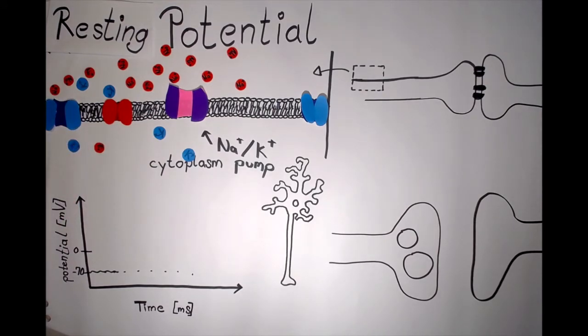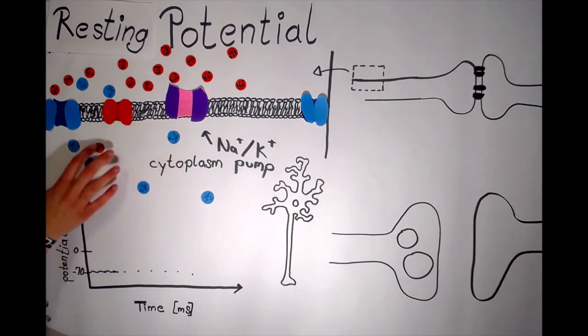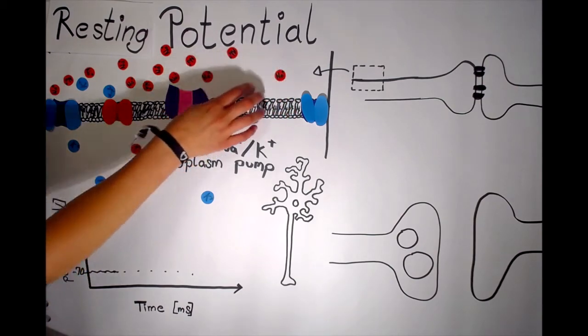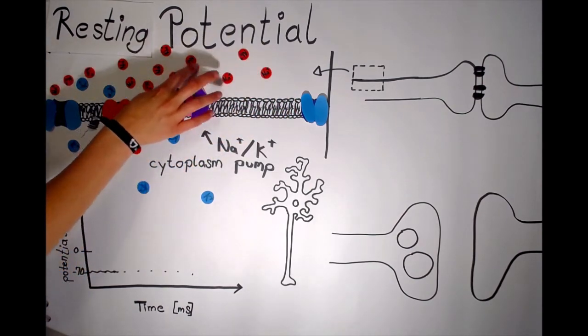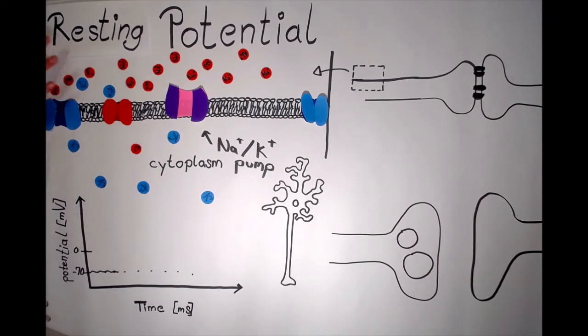But there are also far more ions that play a role, so I will just leave them out here for simplification. But just so you know, for example, chloride ions are more concentrated outside the cell, but overall the concentration of anions, of negatively charged ions, is much higher inside the cytoplasm. So the resting potential is quite complex, but it's most important that you understand the role of sodium and potassium.